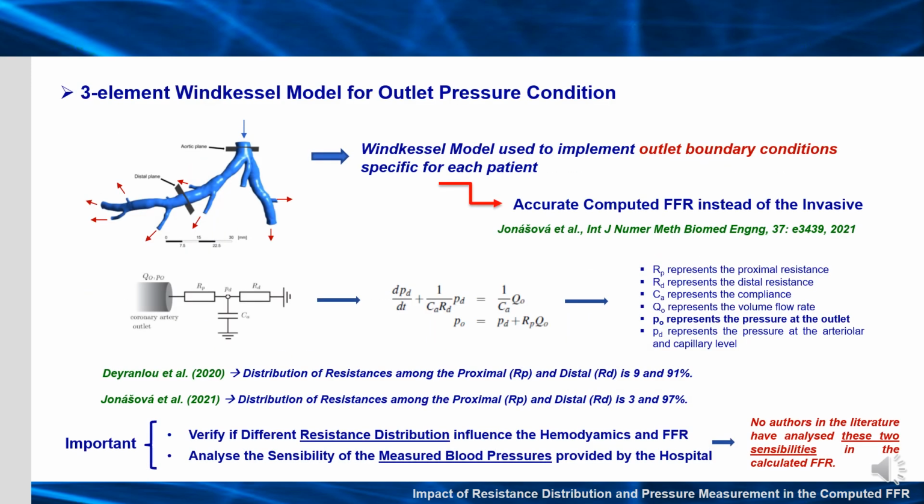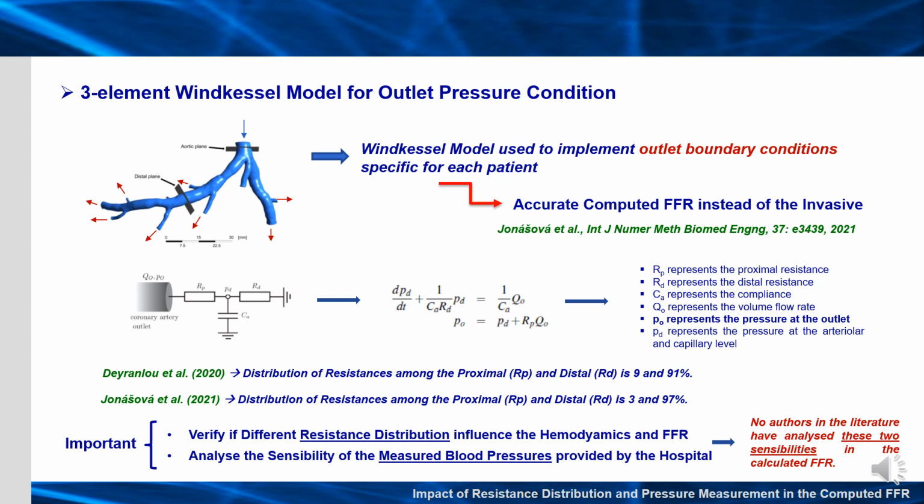Recent studies have proved that the Windkessel model can be used to implement the outlet pressure boundary conditions specific of each patient, in order to obtain an accurate computed FFR instead of the invasive one. The three-element Windkessel model has three parameters that need to be estimated: the proximal resistance, Rp, the distal resistance, Rd, and the compliance of the vessels, Ca.